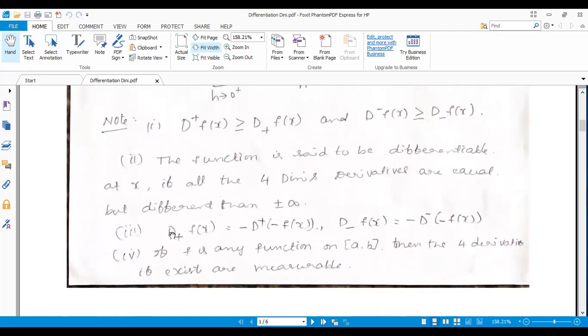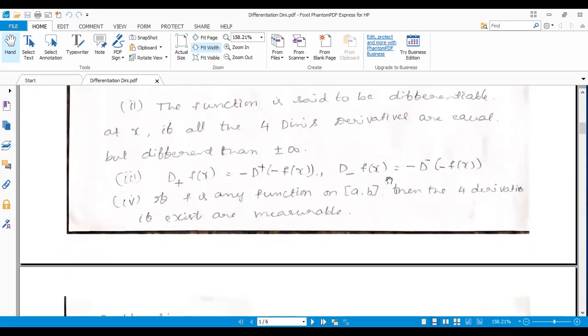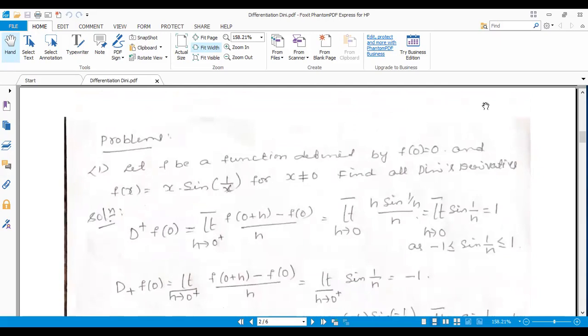And also there is this relation: the lower right derivative of f at x is equal to minus the upper right derivative of minus f at x. In exactly the same way, the lower left derivative of f at x is equal to minus the upper left derivative of minus f at x. These are observations we can establish using the basic definition of derivative. If f is any function on a closed interval a, b, then the four derivatives, if they exist, are measurable. This is one important point we must remember. Now we will discuss some problems related to this.